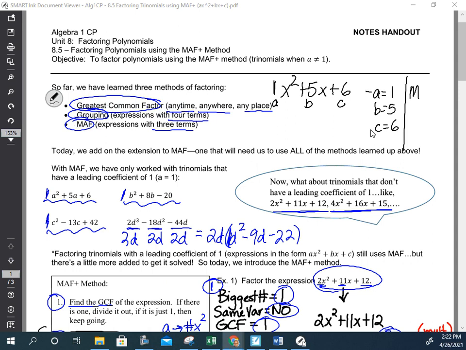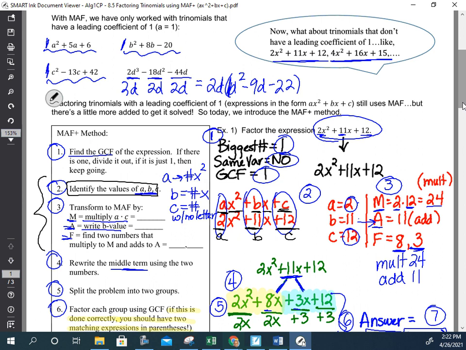So to find the M, 1 times 6 was 6. Anything times 1 is itself. So we didn't have to do it this way, because you're just going to be multiplying times 1. Now that you're multiplying times another number, we have to do it the long way. So the grouping part comes after you find out what the numbers are. Until you finish MAF, you can't do grouping.